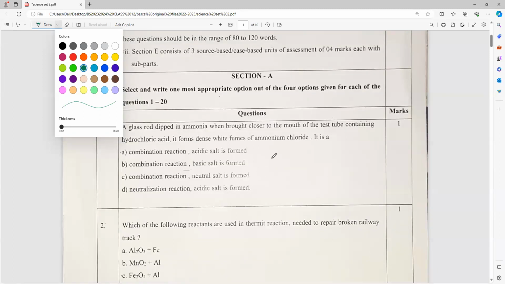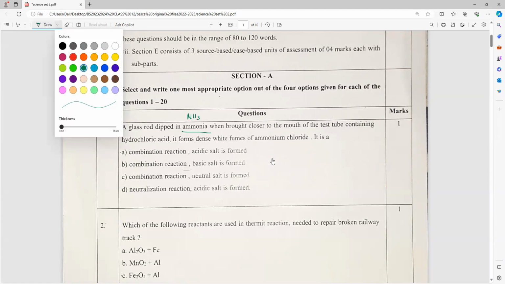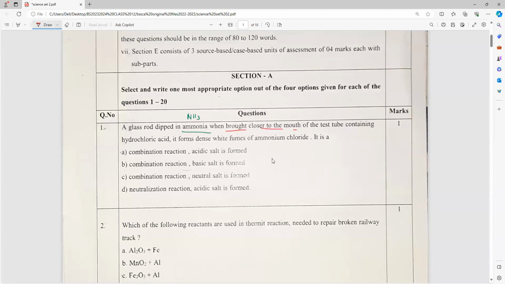A glass rod dipped in ammonia. What is the ammonia formula? Anybody? Yes, NH3. When brought closer to the mouth of the test tube containing hydrochloric acid, it forms dense white fumes of ammonium chloride. So what kind of reaction are they asking about?